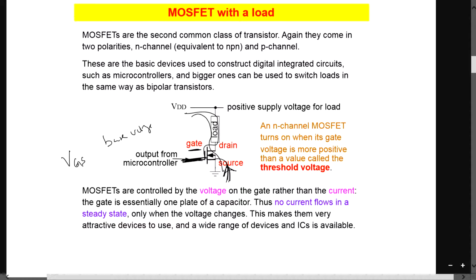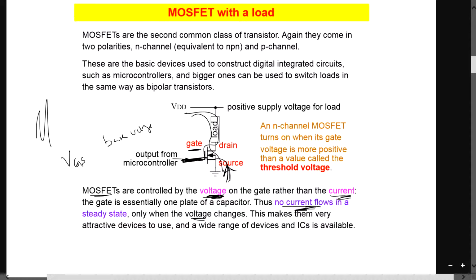But just take note, the keyword is that the MOSFET is controlled by the voltage, the threshold voltage, rather than the current that is used for the previous two methods, the NPN and the Darlington pair. Thus no current flows in a steady state, because your voltage is always constant. So the current doesn't have any fluctuation. No fluctuation means no current flows in a steady state, only when the voltage changes. So if you constantly supply a steady voltage, your current wouldn't change.